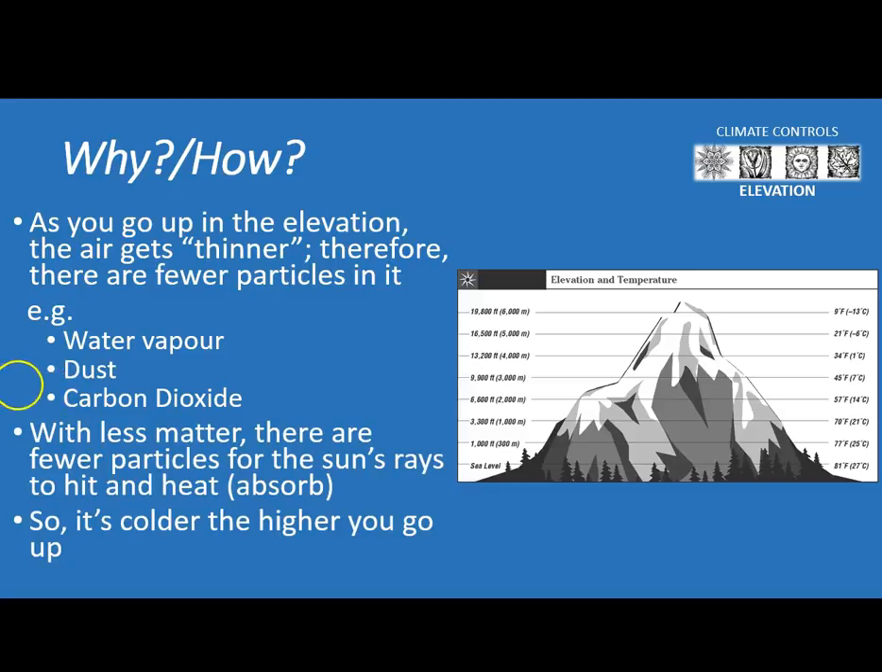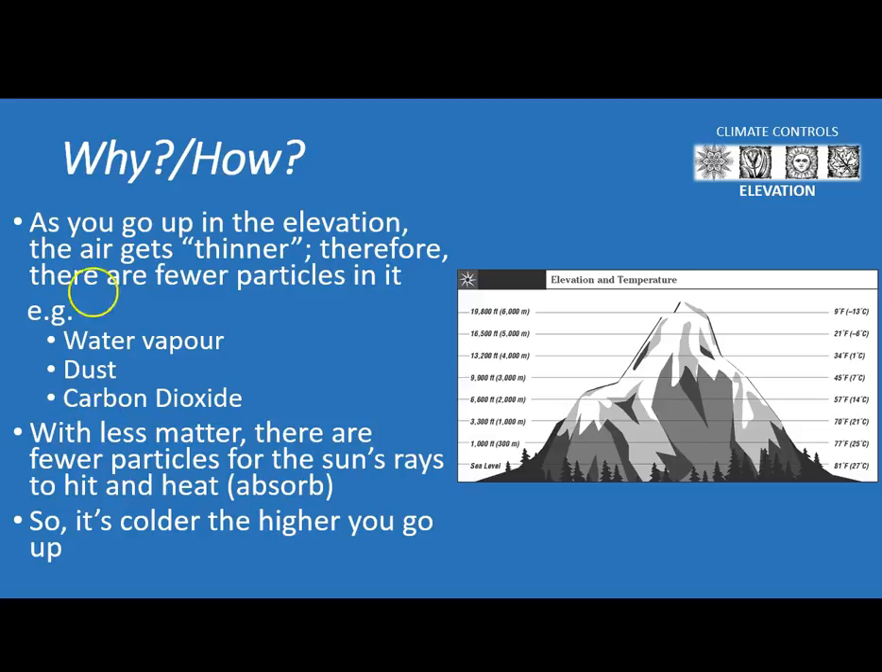And what this has to do with temperature control comes down to this. The sun's rays, as they're coming in through the atmosphere, if they come into contact with any of these particles, then they're going to be absorbed by those particles and re-radiated back out. And that absorption and re-radiation is what we feel as heat. And so if there are more particles in the air, there's more particles for the sun's rays to hit and to heat. And so you feel warmer at a lower elevation where the air is thicker with those particles.